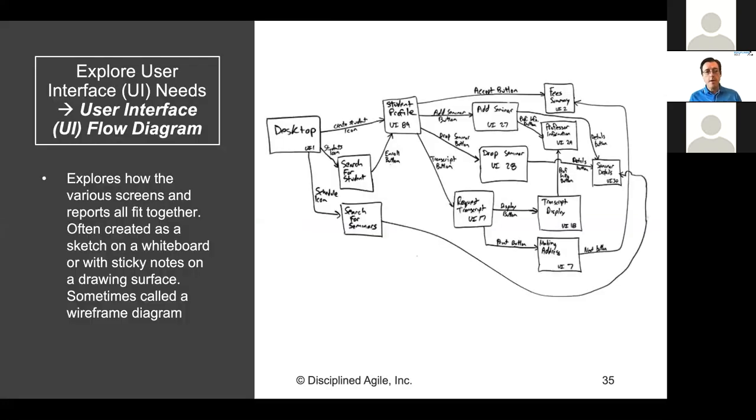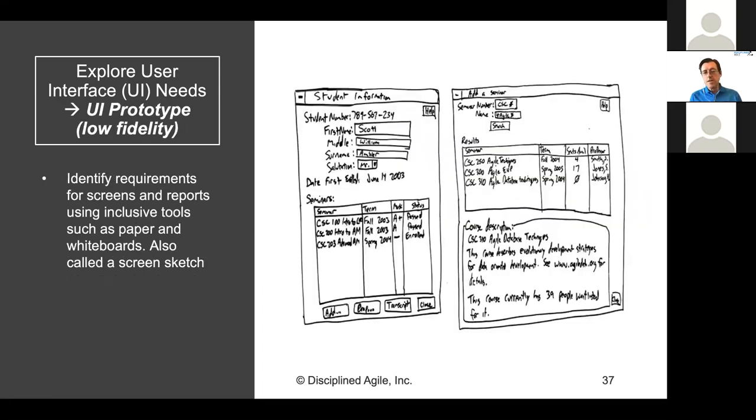Here's an example of a user interface flow diagram. It explores how various screens and reports fit together. In this example, low fidelity, drawn up on a whiteboard, somebody takes a picture of it. It helps everybody understand how we can navigate through the application and where we can go. Quite useful. An example of prototyping, low fidelity. I believe these are Scott's drawings. He's trying to make a point that you don't always have to use a fancy tool. You can do it manually.